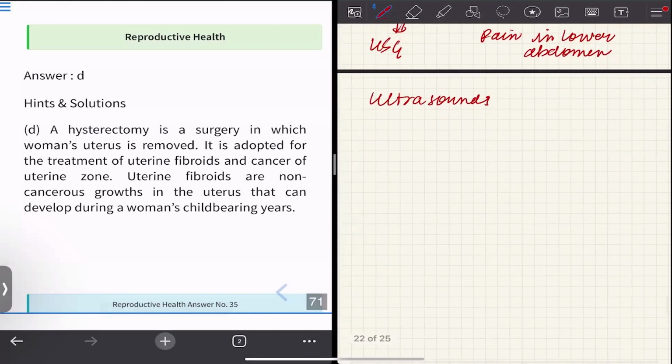Okay. So this was the last question. With this, we complete our chapter reproductive health. We have done all the previous year questions.